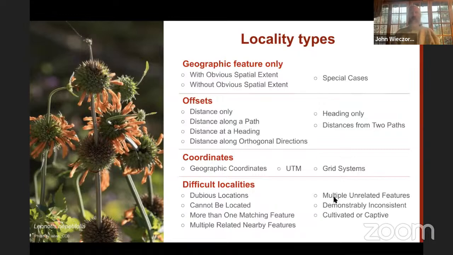So this is a quick summary of all of the different locality types, and they're divided into 4 different categories. There are those that are based on geographic features only. There are those that have geographic features and offsets from them. There are those that are based just on coordinates, and then there's a set of ones that are complicated for one reason or another. So we're going to go through some of these things in a little bit of detail.